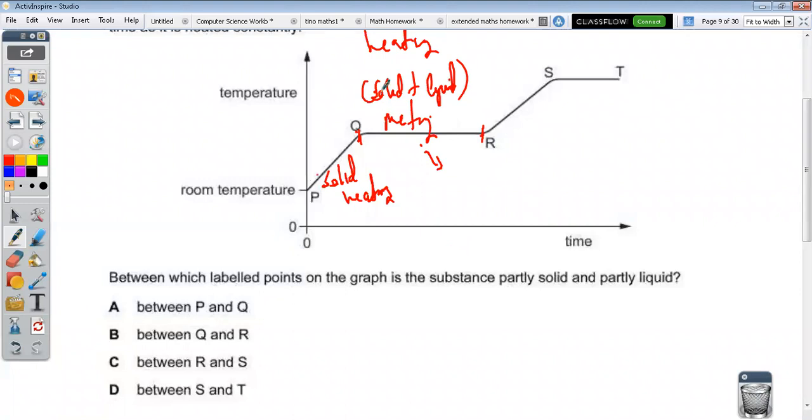Solid, melting is solid plus liquid. That's the answer. Then at this point it is now completely a liquid. So it's a liquid heating up. Clear?